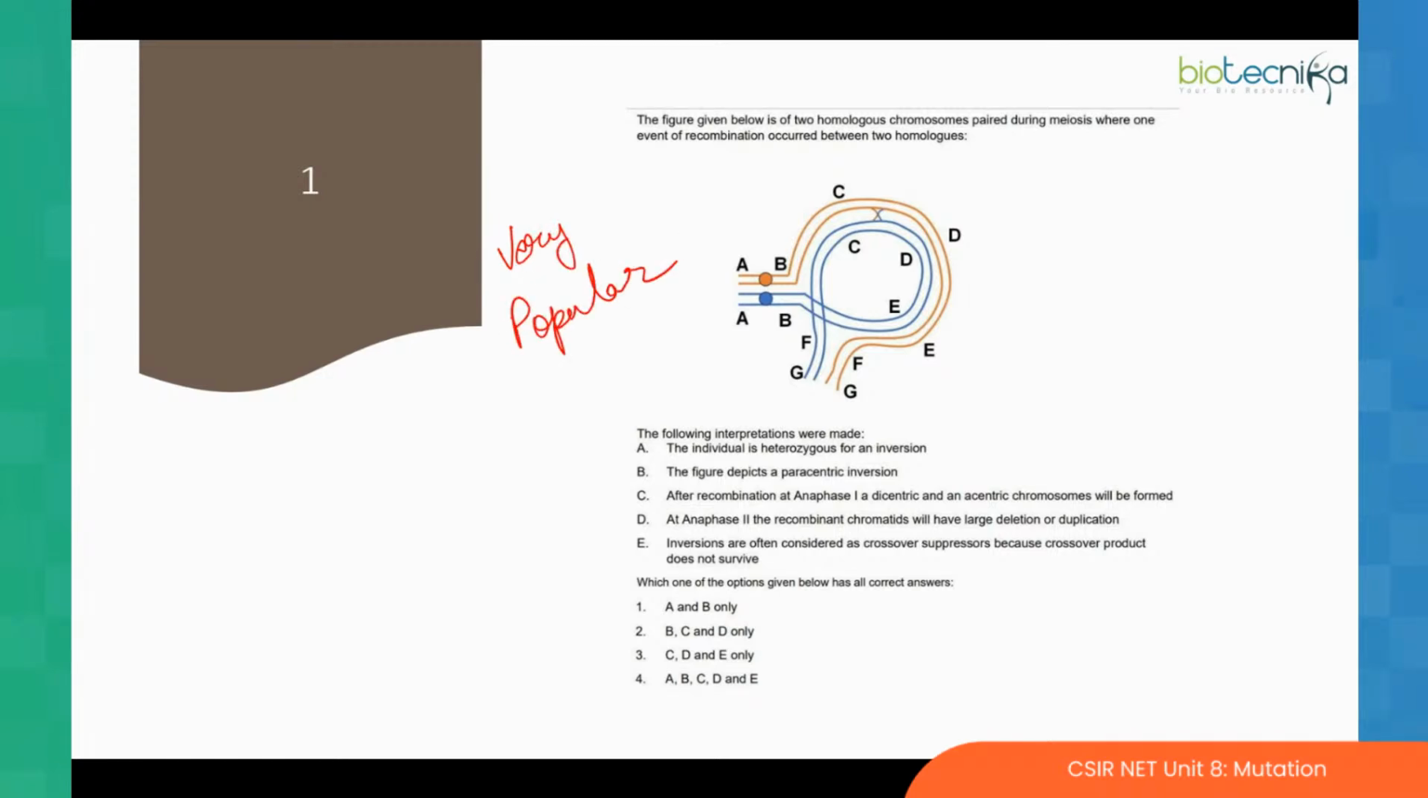If you take question papers from 10 years back, that time also you will find this question. If you take a question paper from 5 years back, then also it is there. And also the June session paper, if you take, then also this question was there. So this is a very, very popular kind of question.